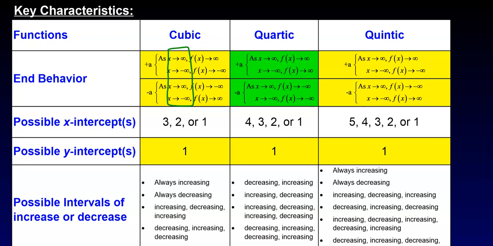As we're going to the right, cubic functions will go to the positive and then we go to negative. So these here are opposite. Same thing here. It could be that it goes negative when you're going to positive infinity and positive when you go to negative infinity. Those characteristics match the cubic functions or quintic functions as well.